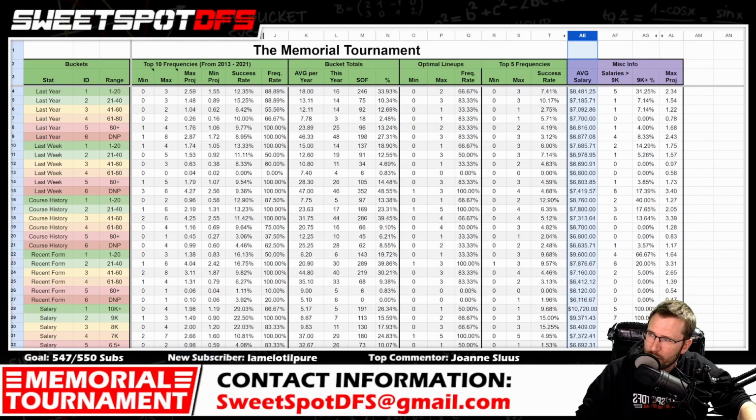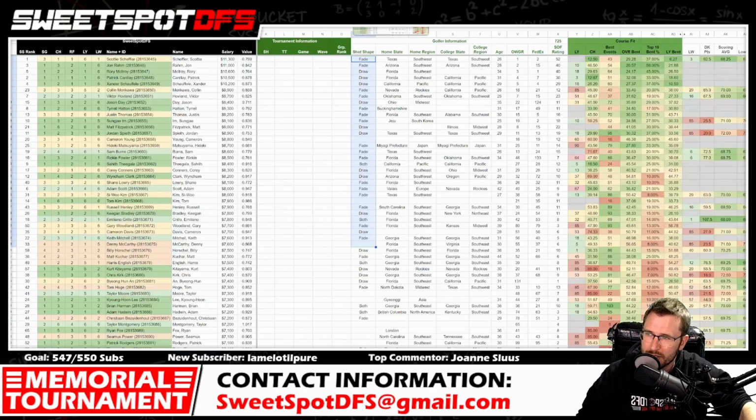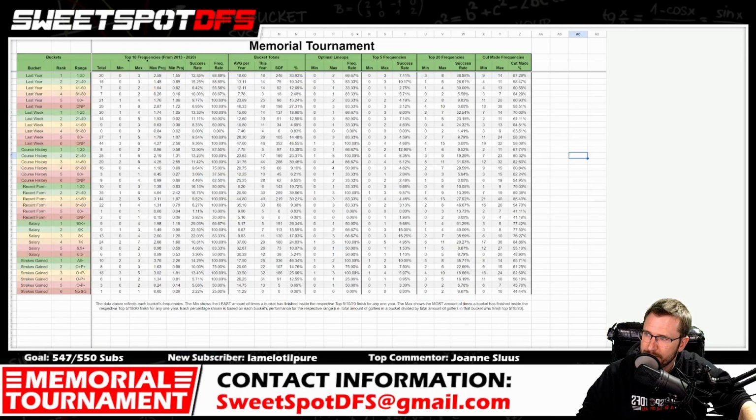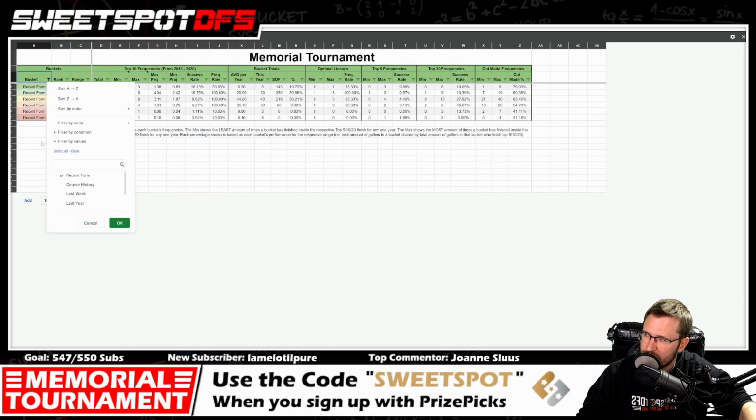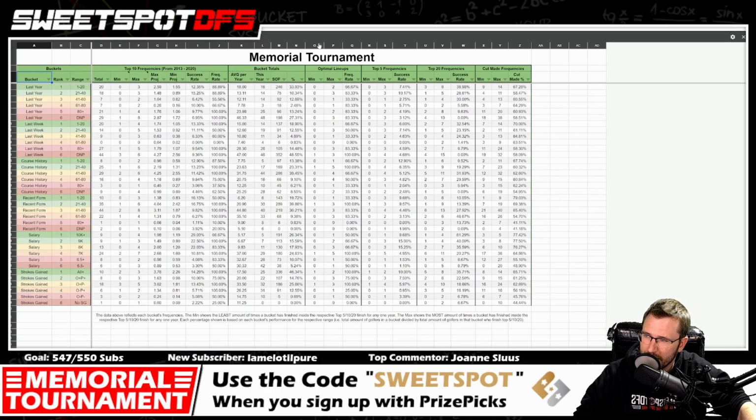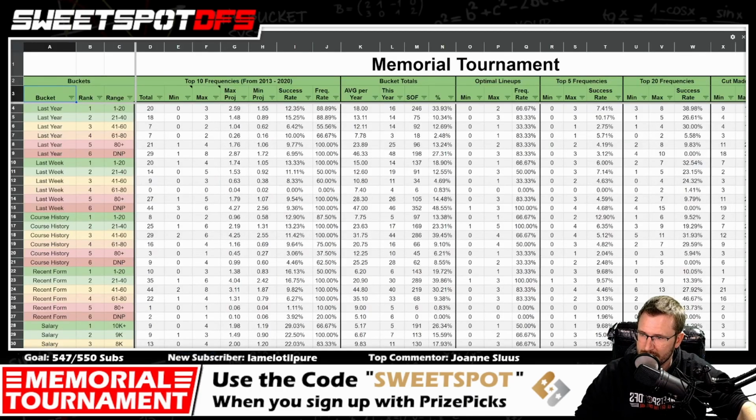If you want to follow along with me when it comes to the bucket system, there's a cheat sheet. You can find a link for it in the description. It's going to look like this. Basically, just go to the bucket system tab, hit the filter, and you'll have access to the filter as well. So you can use the filter on here however you like.